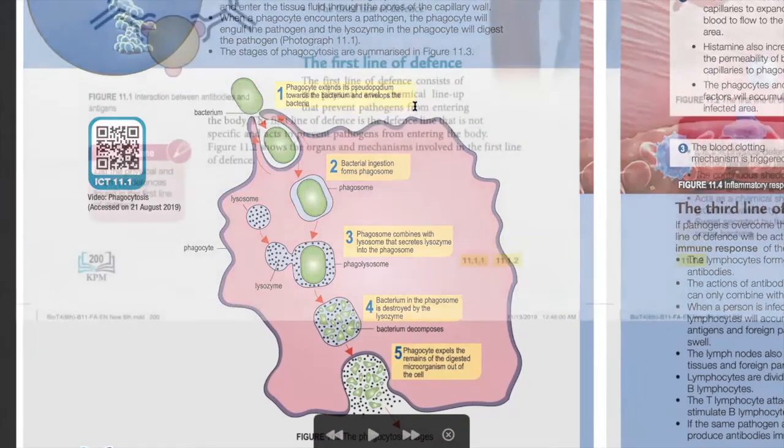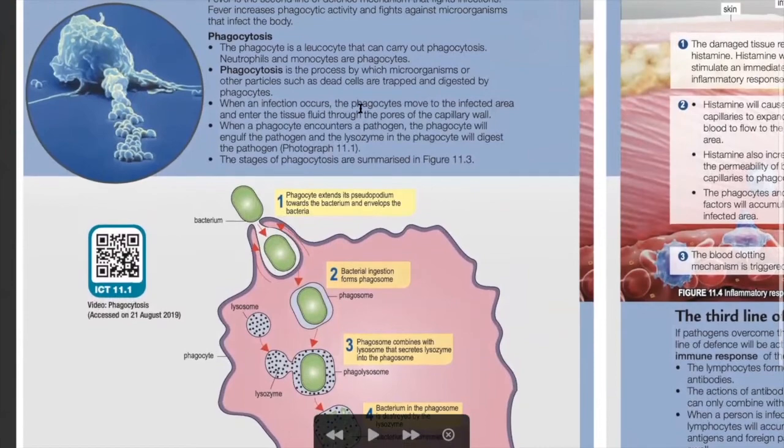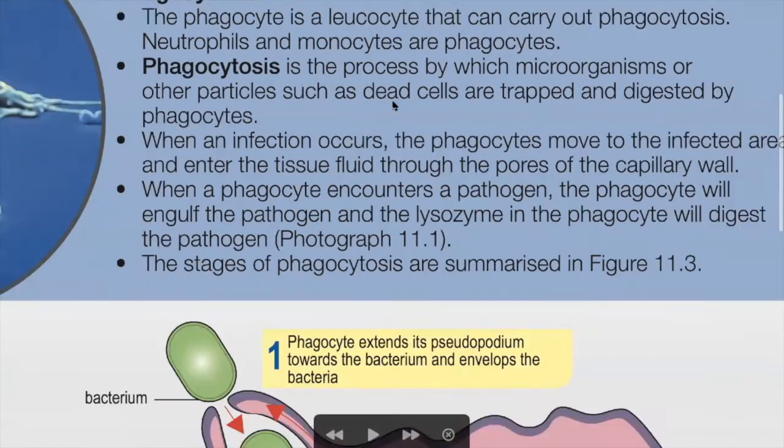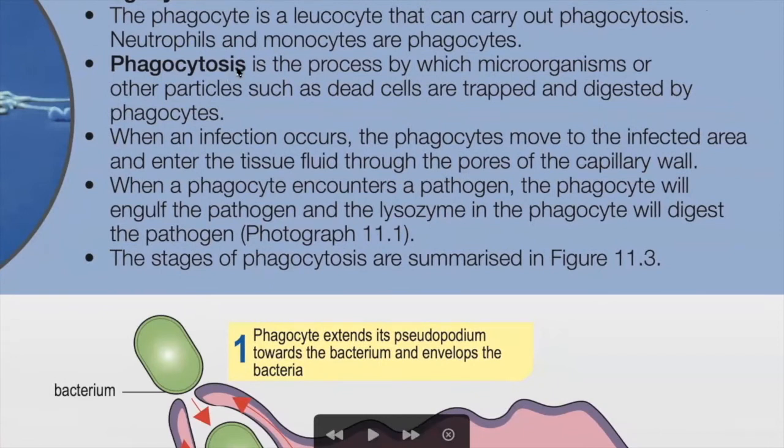Okay, so phagocytosis ni apa? Awak tengok, phagocytosis, ni dia punya definition. Sekejap. Okay, phagocytosis is the process by which microorganism or other particle such as dead cell are trapped and digested by phagocyte. So in other words, I would say phagocytosis is a process where phagocyte will trap and digest microorganism ataupun pathogen ataupun dead cell.